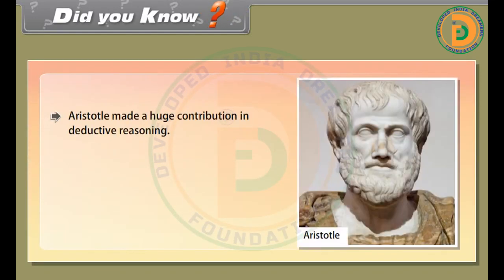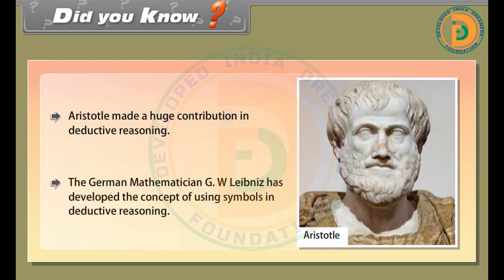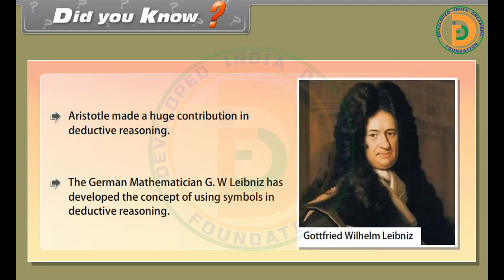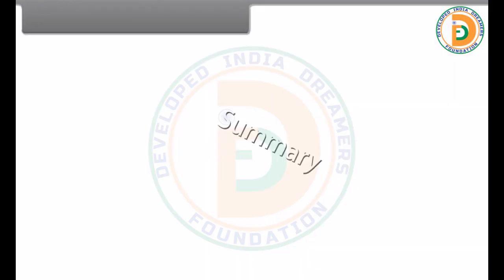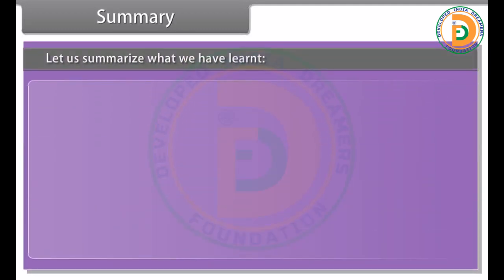Did you know? Aristotle made a huge contribution in deductive reasoning. A German mathematician, G. W. Leibniz, developed the concept of using symbols in deductive reasoning. Summary. Let us summarize what we have learned.